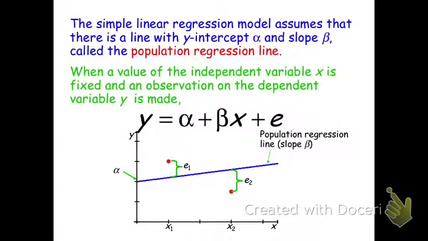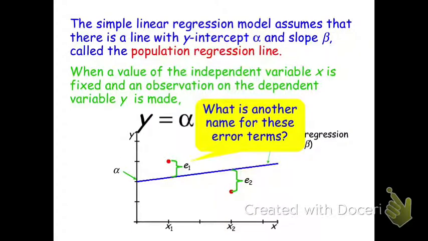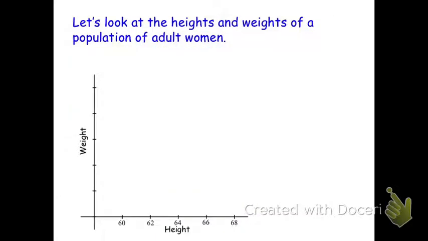So once again, errors are the same thing as residuals. What's another name? We just said that, residuals. So let's look at the heights and weights of a population of adult women.